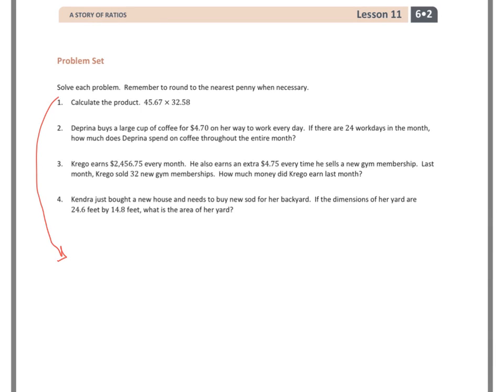And 1 says calculate the product, 45 and 67 hundredths times 32 and 58 hundredths. Now, before I even start this question, I would like to estimate this off to the side. So I'm going to round 45 and 67 hundredths to 46, because of that 6 in the tenths place, it's higher than 5, so I'm going to round up. And the same thing for 32. I see a 5 there in the tenths, so 32 is going to go to 33.